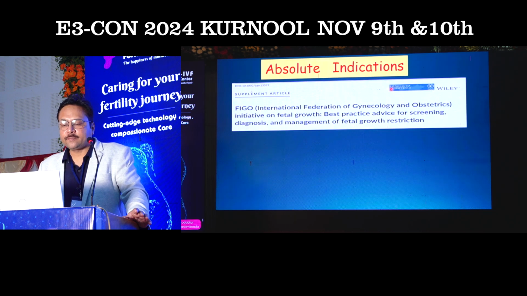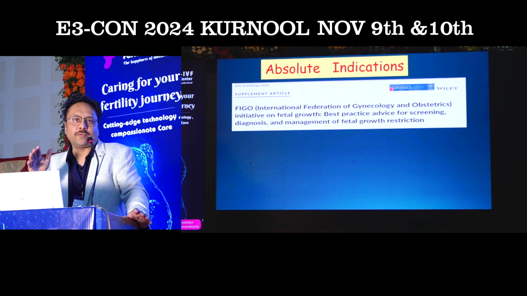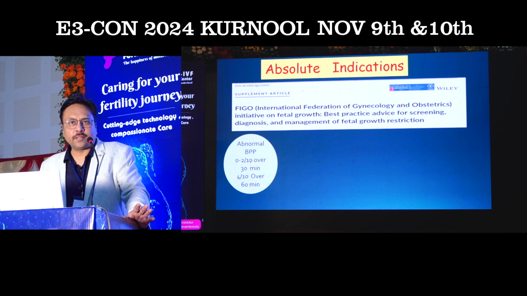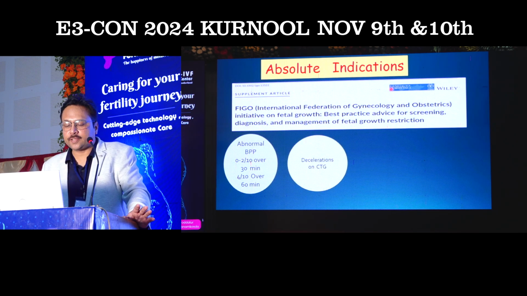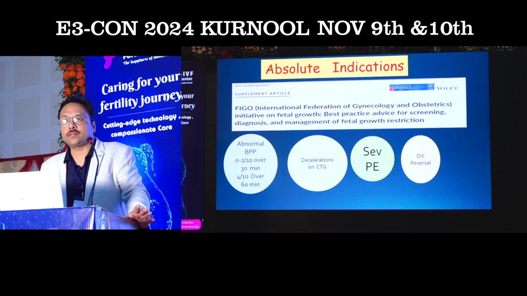And this is the last slide. Forget about FGR, forget about the type of FGR, forget about staging. These are the FIGO guidelines for delivery. Whenever there is abnormal BPP, decelerations on CTG, severe preeclampsia, or ductus venosus reversal, if you get any of these four, you have to deliver the baby irrespective of the staging and type of FGR.